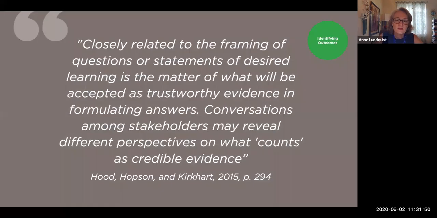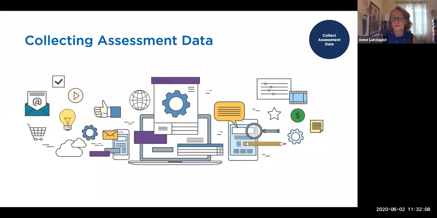So then the next piece in our cycle is really about not just the framing of the outcome statements and the desired learning, but the conversations with stakeholders about just what constitutes learning and what counts as credible evidence. So that may be a place where you can start, is by just having that conversation on your campus.